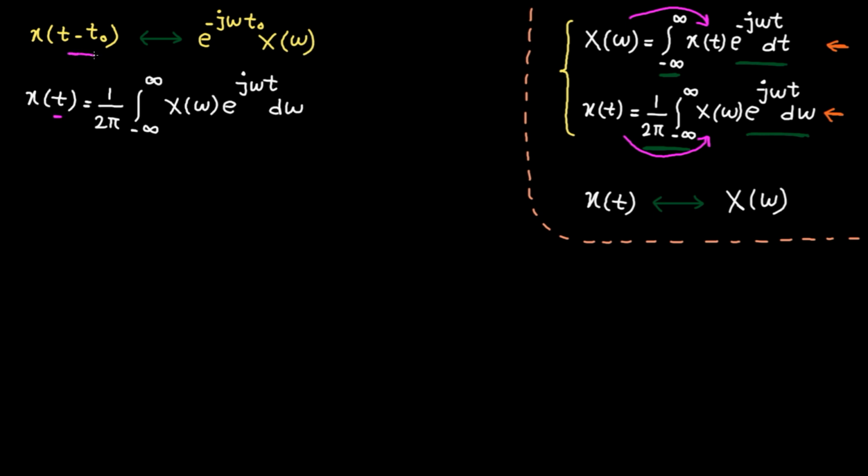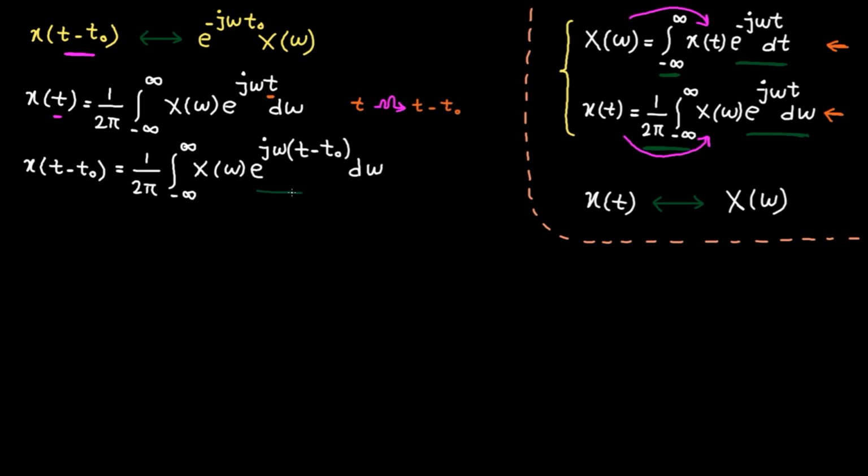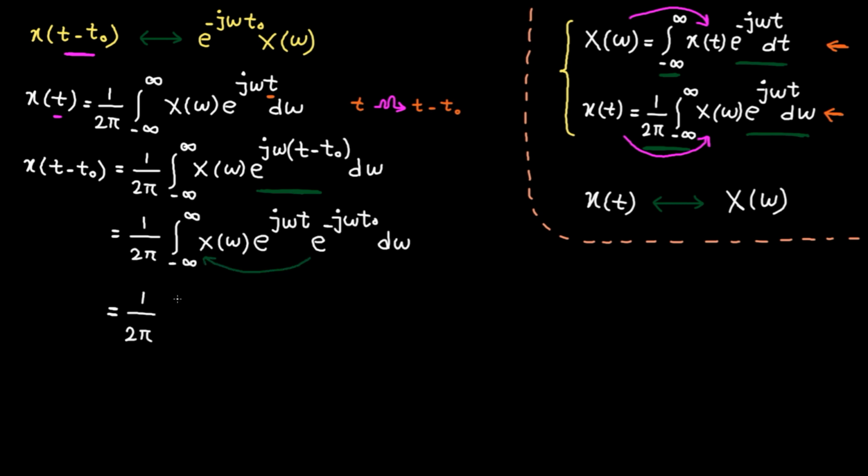Now let's replace t by t minus t naught. Here's what we get. Let's break this term into two exponential functions. Here we go. And finally, let's move this term to the front. This is equal to x(t minus t naught).